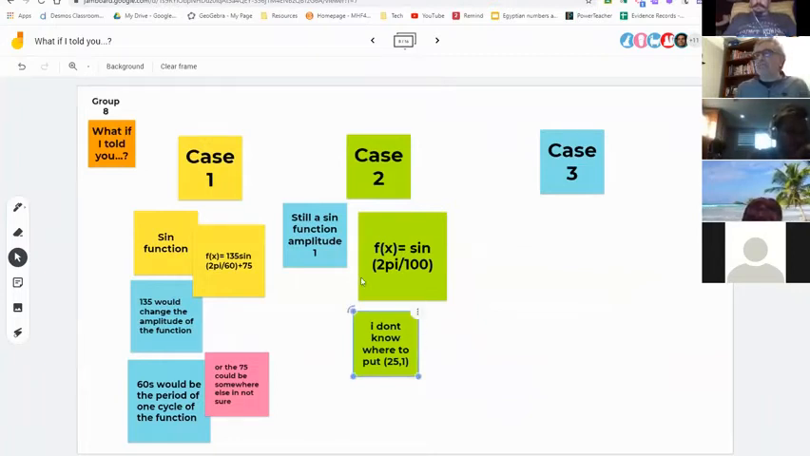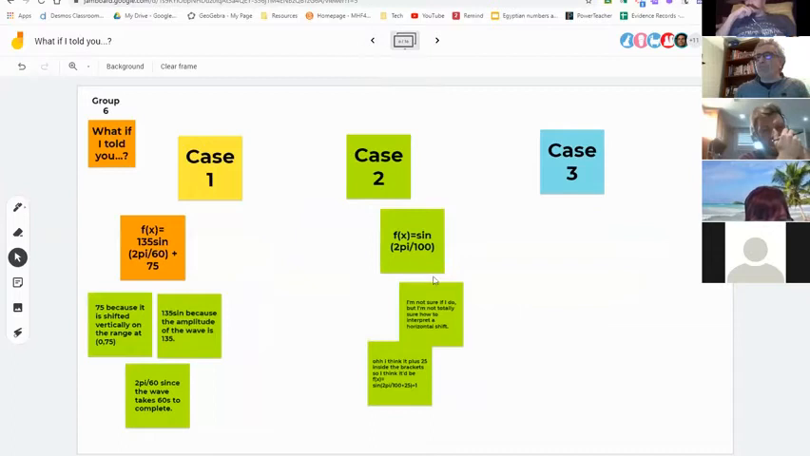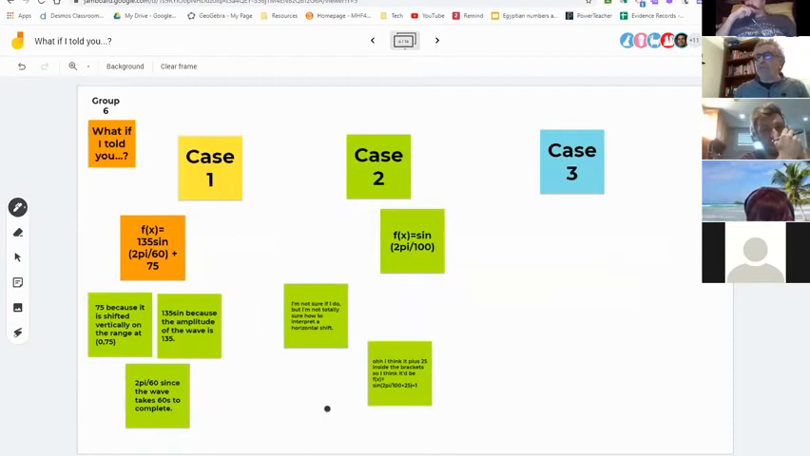And I think the 25, 1 is kind of a consequence, right, of the period and the amplitude, of course. And then here, case 2, y equals 1 sine 2 pi over 100 times x, or pi over 50x. Good. Of course, we cannot really write pretty math in this thing, but you guys are doing a good job. By the way, nothing stopped you from using your pen, right? And doing one of these if you want to make it more clear.